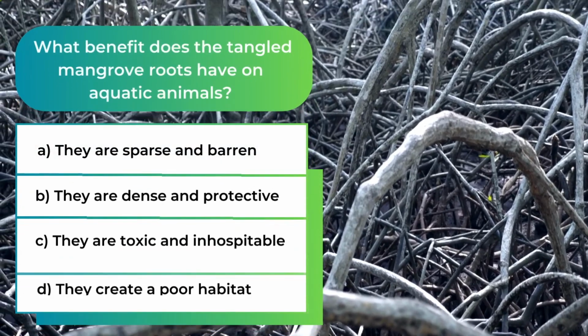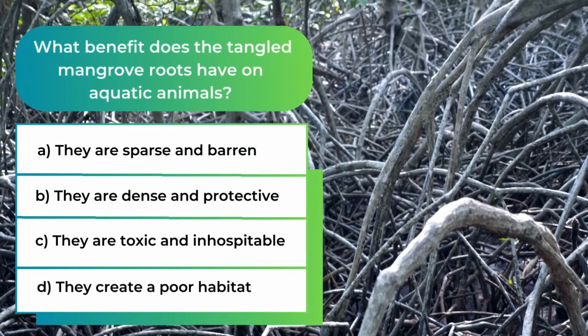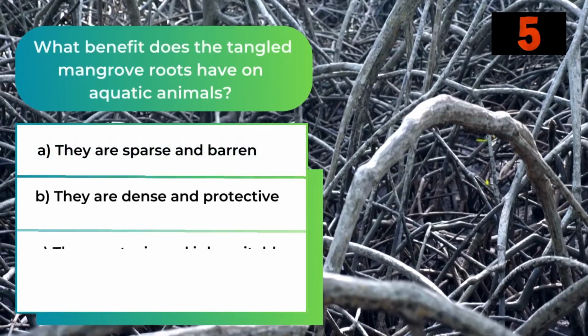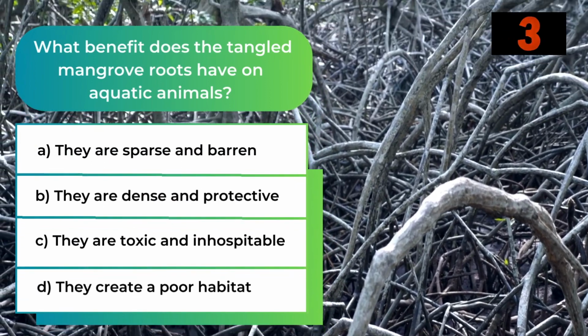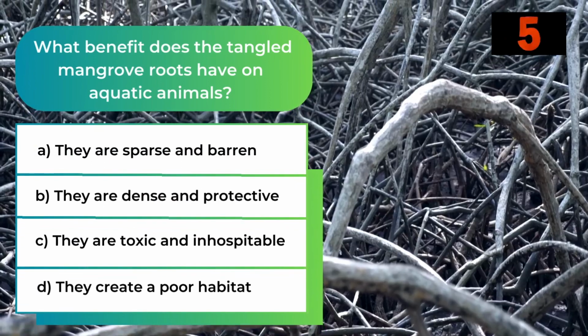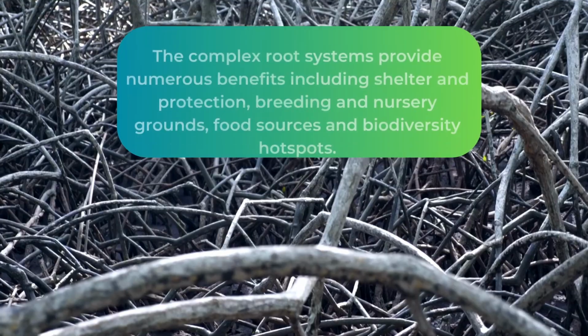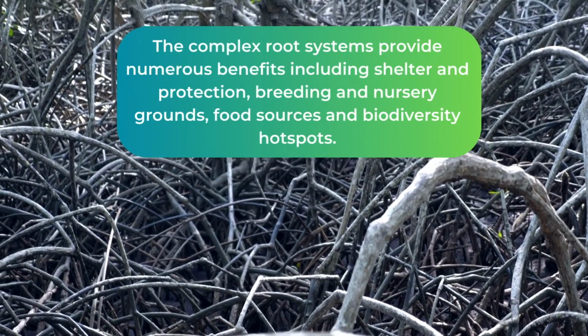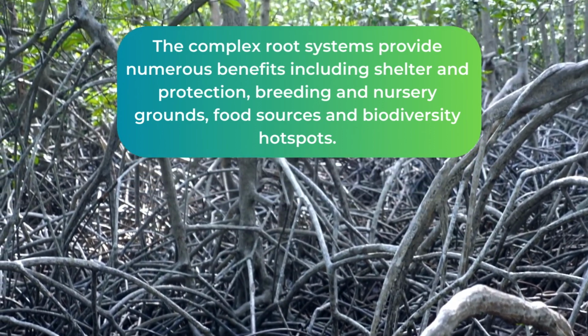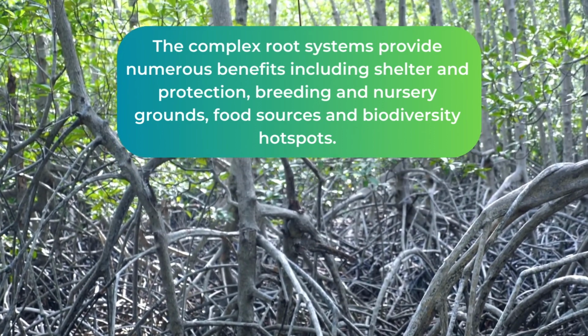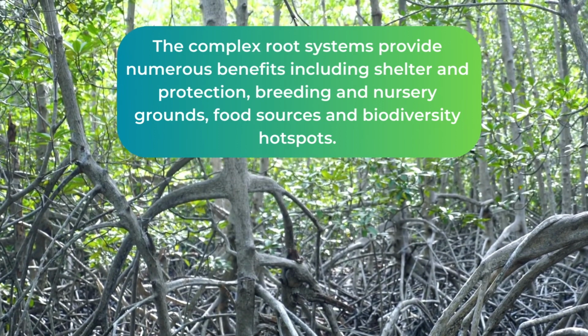What benefit does the tangled mangrove roots have on aquatic animals? The answer is B, they are dense and protective. The complex root systems provide numerous benefits including shelter and protection, breeding and nursery grounds, food sources, and biodiversity hotspots.